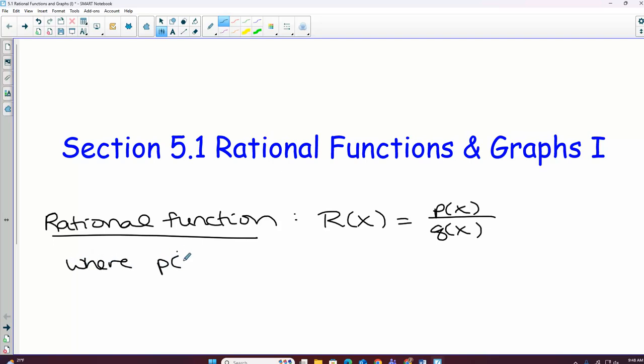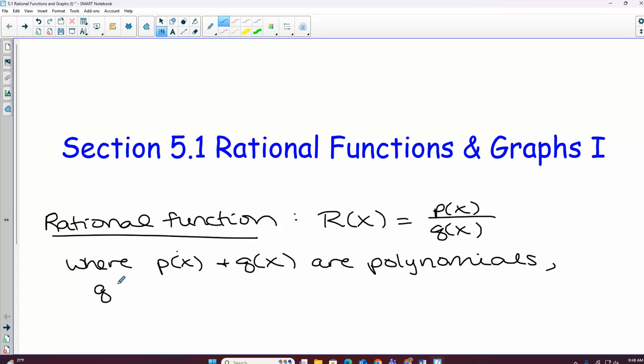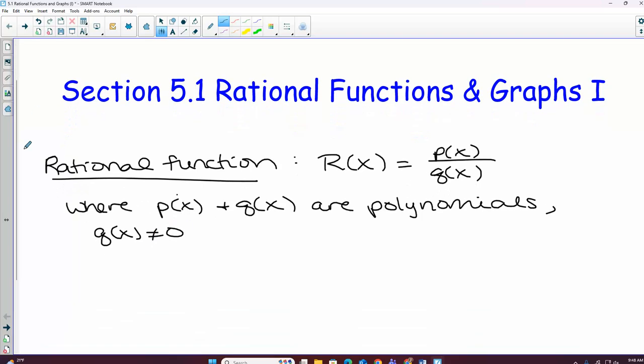In this, P and Q are polynomials. And Q can't be 0. We know in a fraction you can't divide by 0. So rational function just means the division of polynomials.